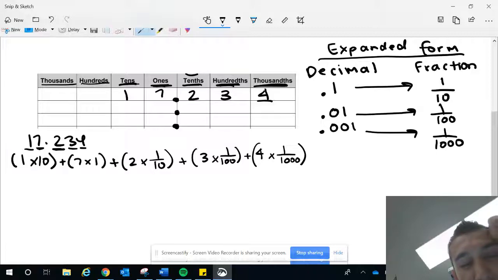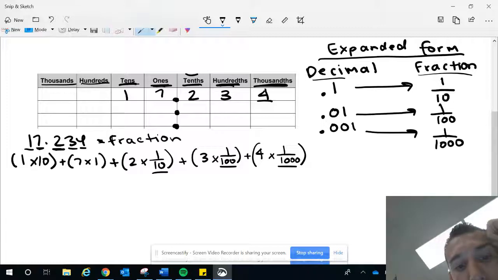So if this is expanded form, there are two ways of writing it: either decimal or fraction. Which way do you think it's written in? It's fraction, right? Because if you look, these are all fractions that represent the tenths, hundredths, and thousandths.